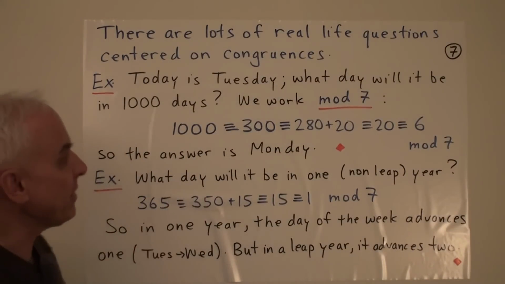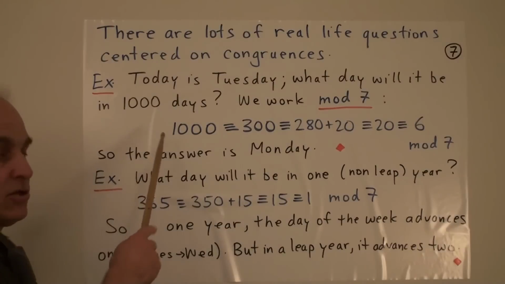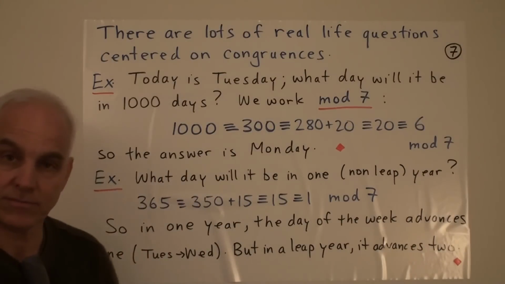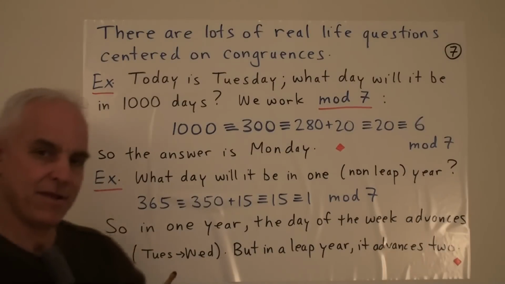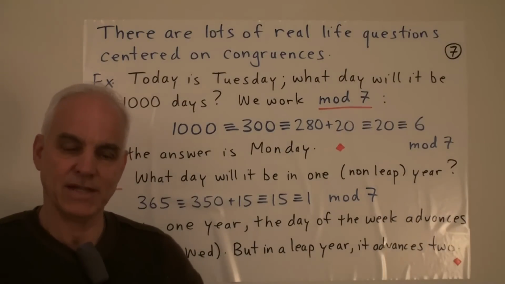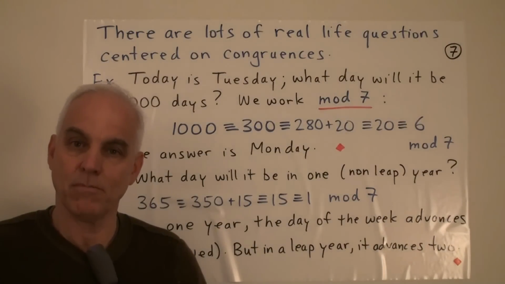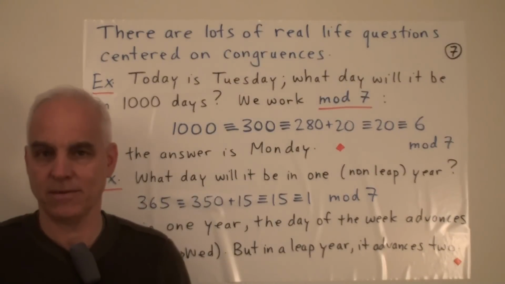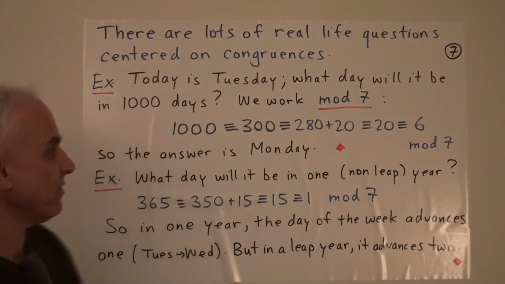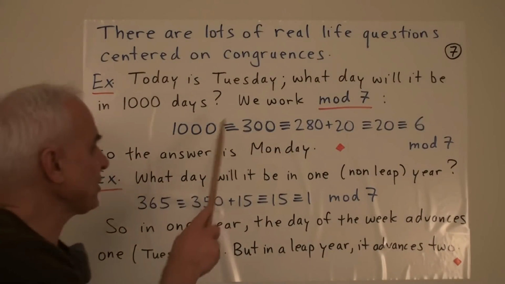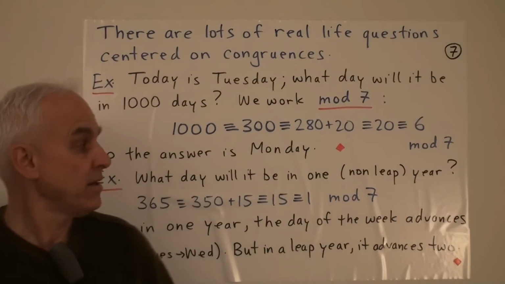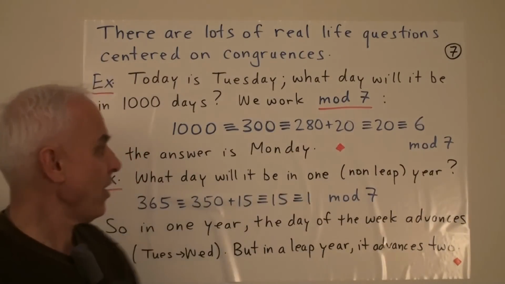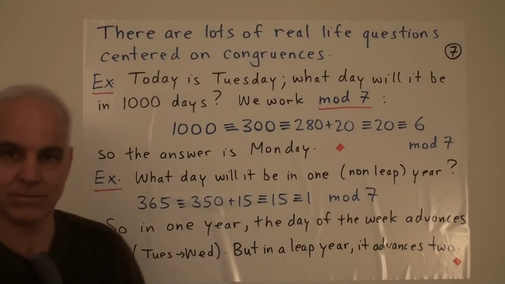If today is Tuesday, what day will it be in, say, 1,000 days? 1,000 days from now, what day of the week is it? Well, this is obviously a congruence kind of problem because days of the week correspond to modulo 7 arithmetic, because the days of the week repeat every 7. So what we're really interested in is calculating what 1,000 is mod 7. Alright, so let's make that calculation.